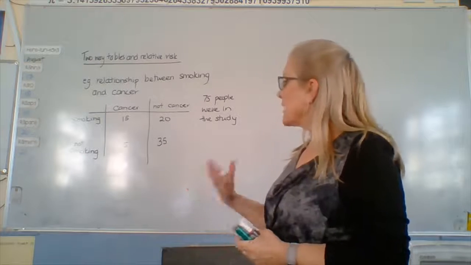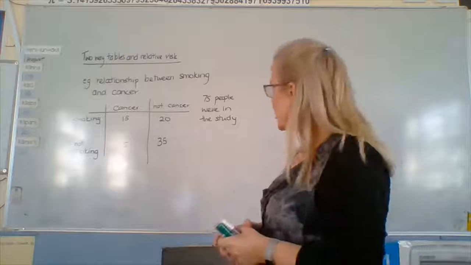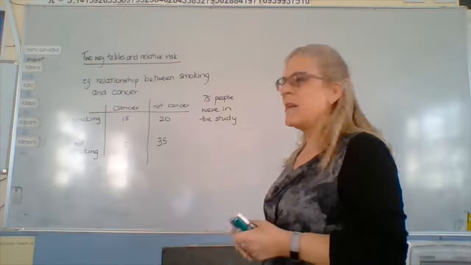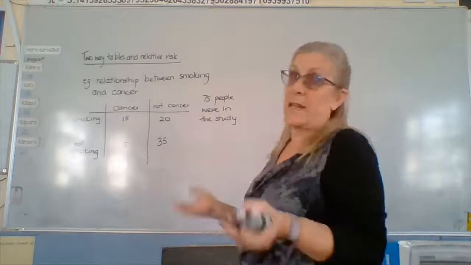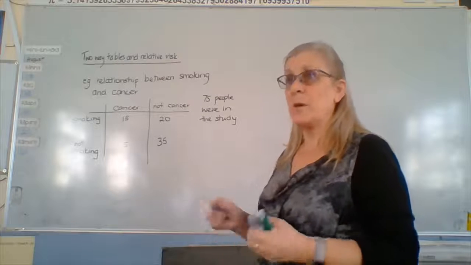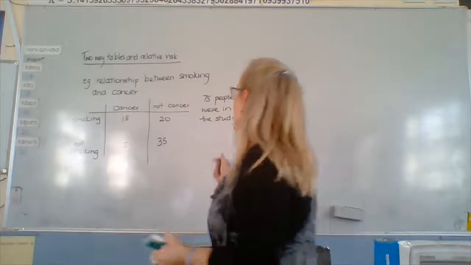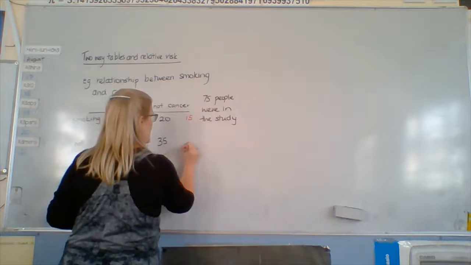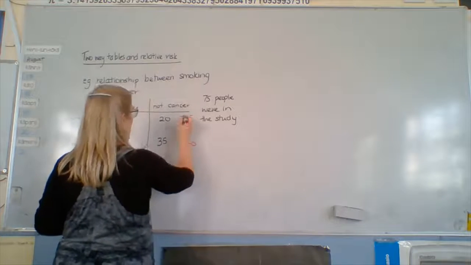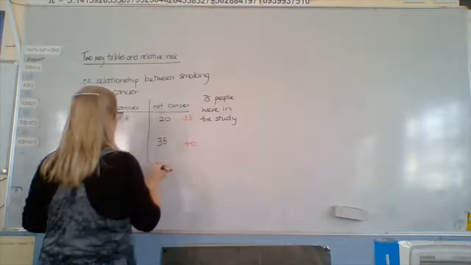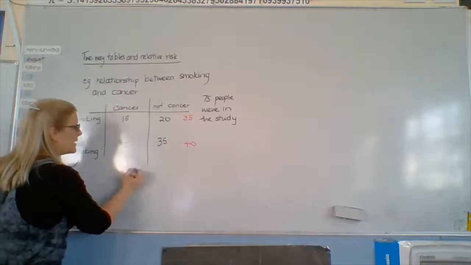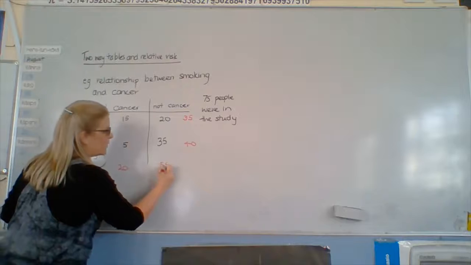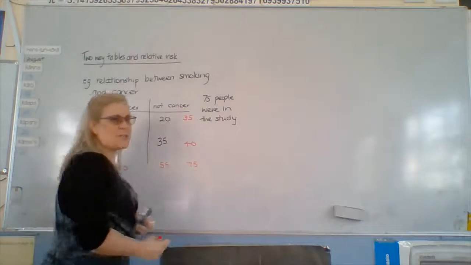So we were looking at cancer and smoking and what was their relationship. So we got this table out of it. The next thing we ought to do is add up our table. So we've got 15, 40, and I can add 35, 40, 20, and 55. So we're pretty sure that 75 is our total.